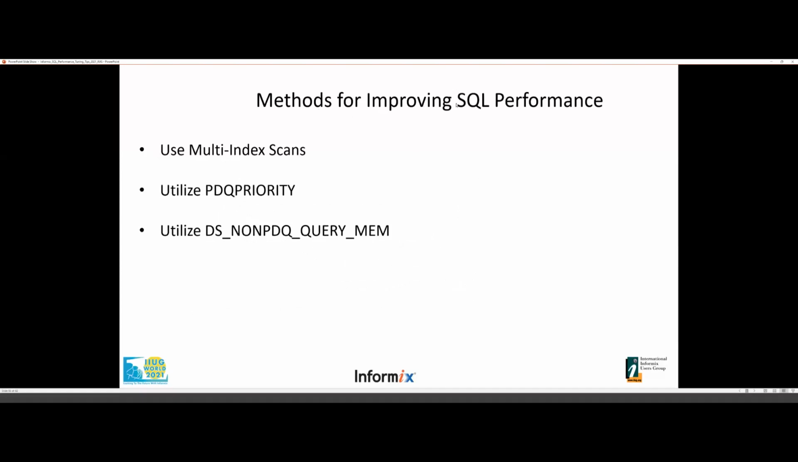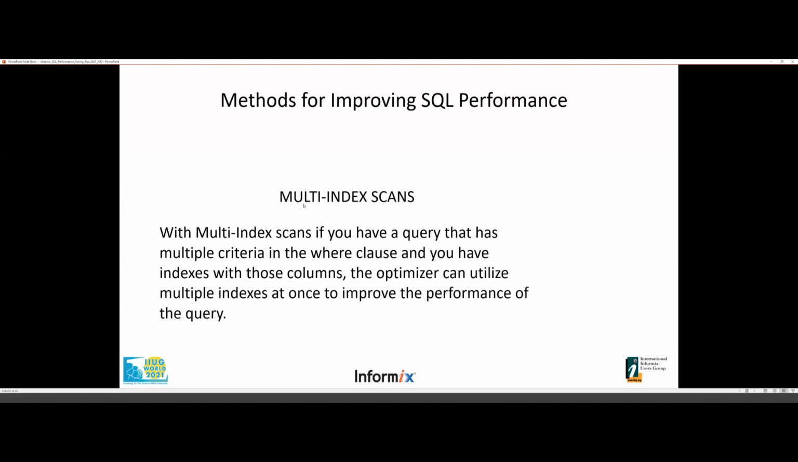Now we're going to talk about some methods for improving SQL performance using multi-index scans, utilizing PDQ priority, and utilizing DS9 PDQ query mem. With multi-index scans, if you have a query that has multiple criteria in the where clause, and you have indexes with those columns, the optimizer can utilize multiple indexes at once to improve performance of the query.